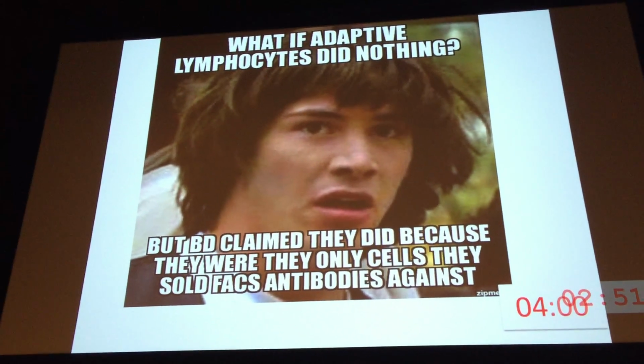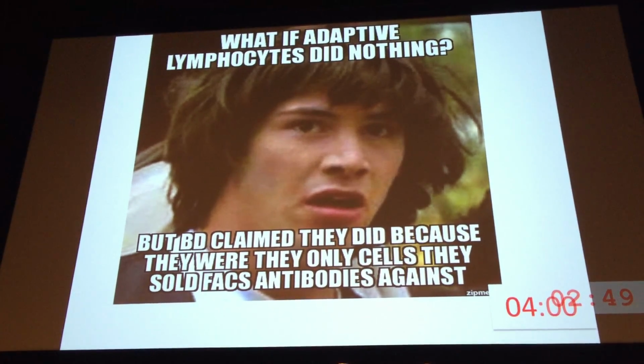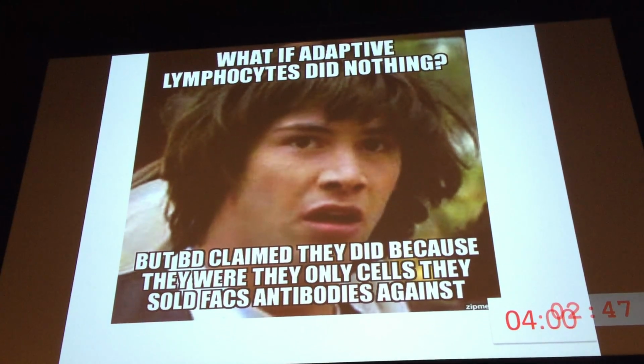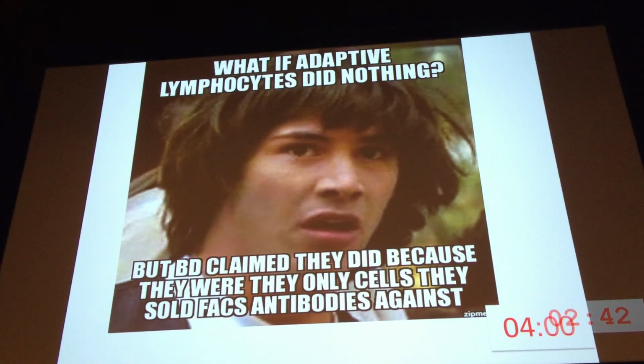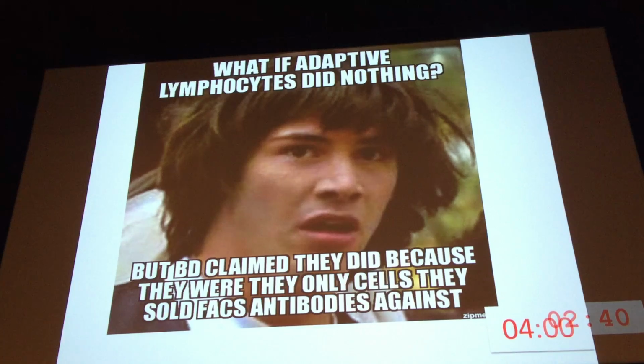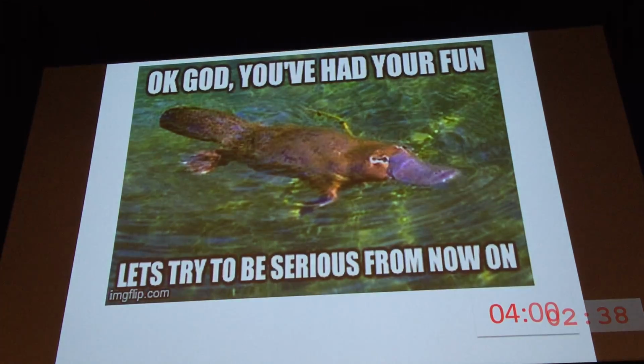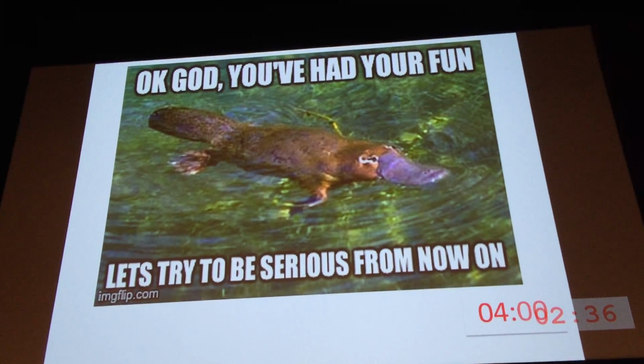So why do the adaptive cells exist? Why did T and B cells exist? Well, it's a good question. There's a couple of theories around why they exist. One of them's a conspiracy theory. One of them is God just taking the piss.